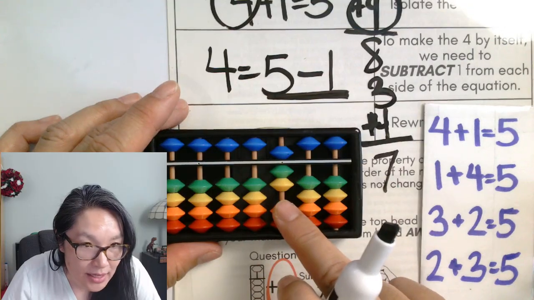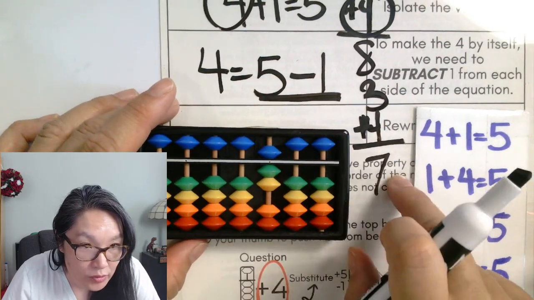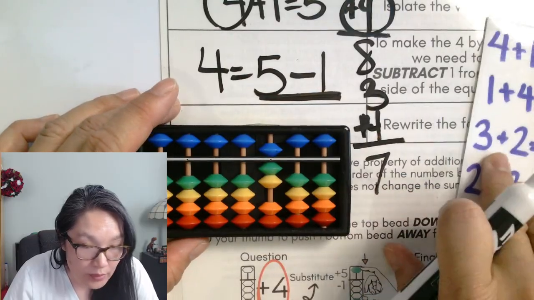Does that make sense? What we're going to do is continue with adding the number 4. Is that what we want to do?